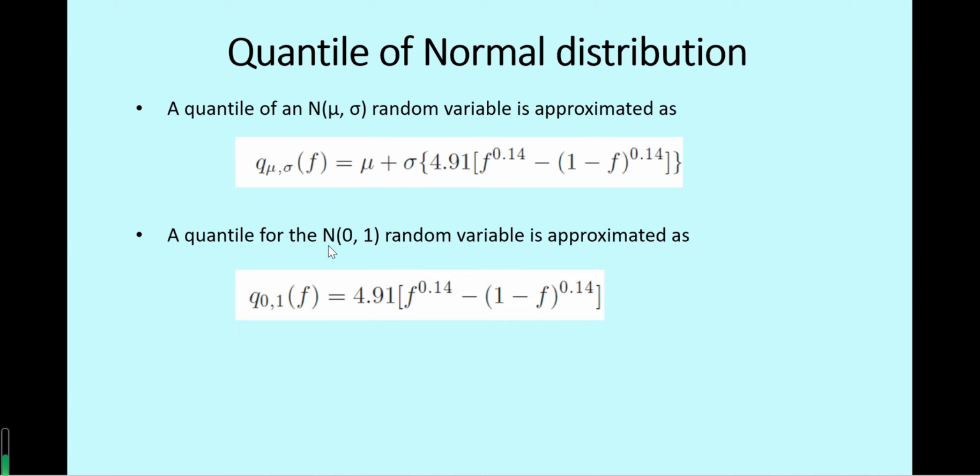So if it is a standard normal distribution with mean 0 and standard deviation 1, its quantile number associated with the fraction can be calculated with this formula. Actually, both of the formulas are approximations, but very close to the real number.